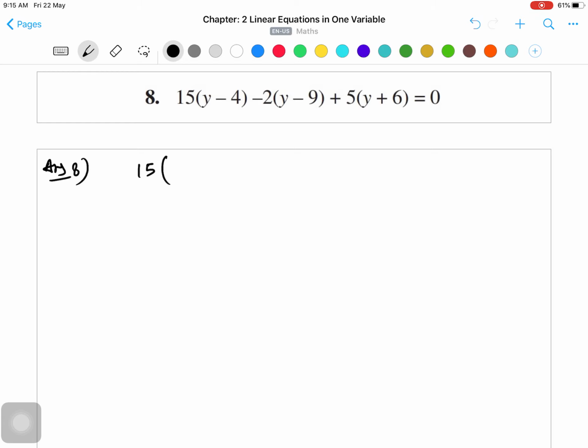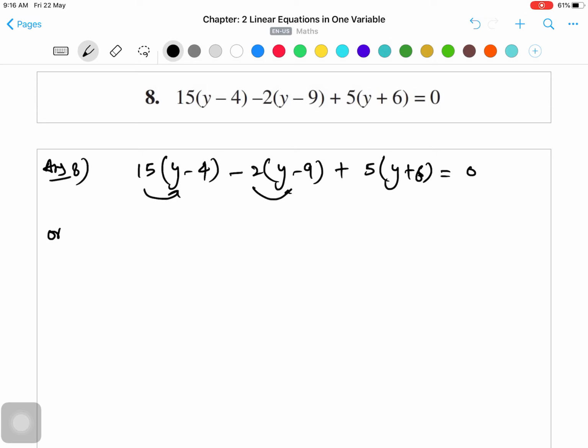The equation that we have here is 15(y minus 4) minus 2(y minus 9) plus 5(y plus 6) equals 0. First, we'll multiply the number written outside with the terms inside the brackets.